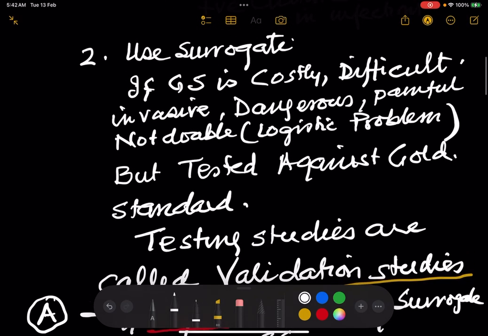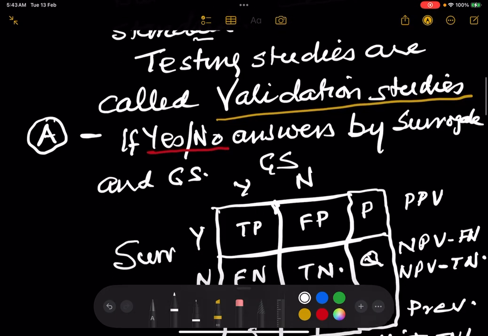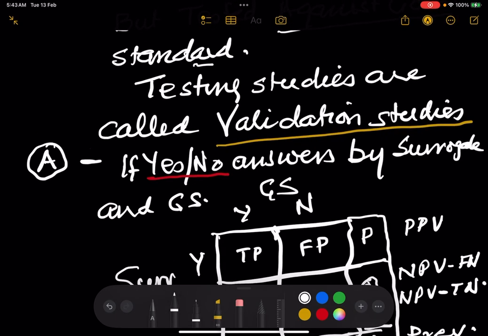But if the gold standard is costly, difficult, invasive, dangerous, painful, not doable, that means a logistic problem, you can't take the MRI to villages, then you have to use a surrogate. But that surrogate has to be tested against the gold standard. So use a surrogate. Now, the testing studies of a surrogate against the gold standard are called validation studies.